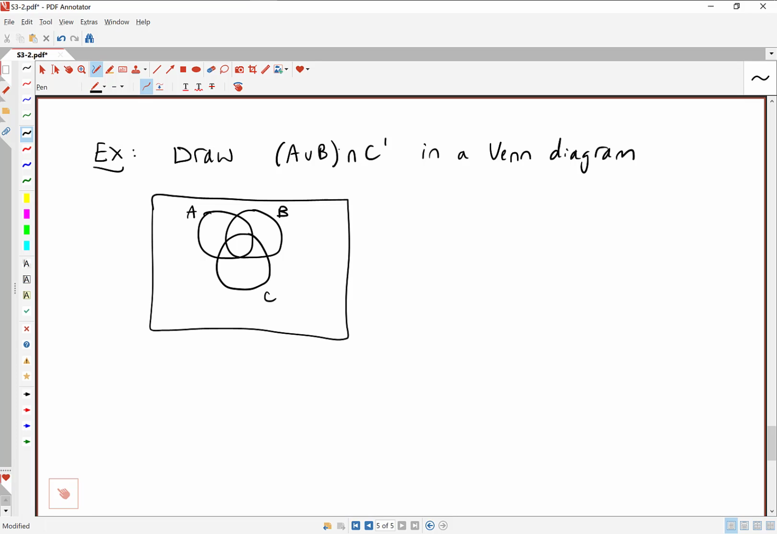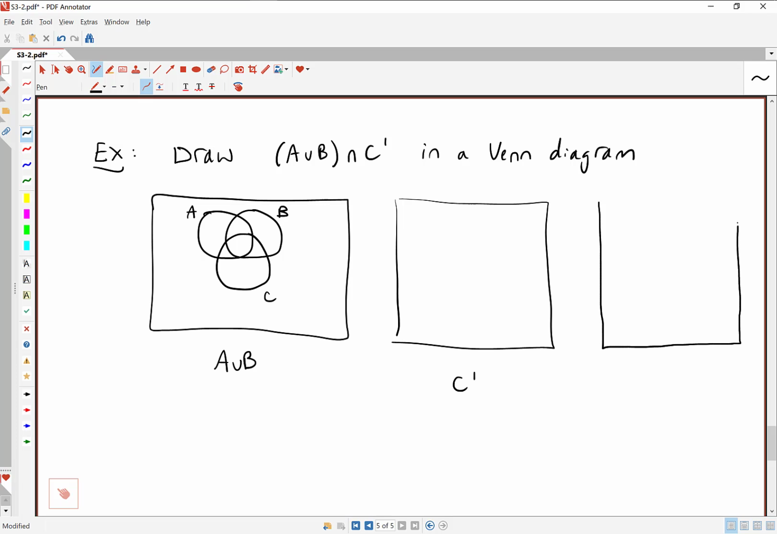Now let's make a plan for which diagrams we're going to need to draw. First, we could figure out what A union B looks like. Then we could figure out what the complement of C looks like. And once we've got that, we can draw a third and final diagram that shows A union B intersected with C complement. So that's our plan of attack here. All right, so for the first Venn diagram, let's shade in A union B. So that's everything that is in A or B or both. So we're actually getting 6 different regions shaded there.